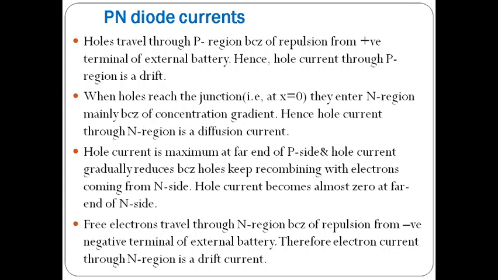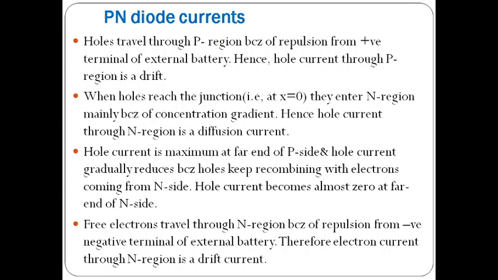Yes, hole current is maximum at the far end of the p side, and hole current gradually reduces because holes keep recombining with electrons coming from the n side. Yes, hole current becomes almost zero at the far end of the n side. So hole current is maximum at the far end of the p side.